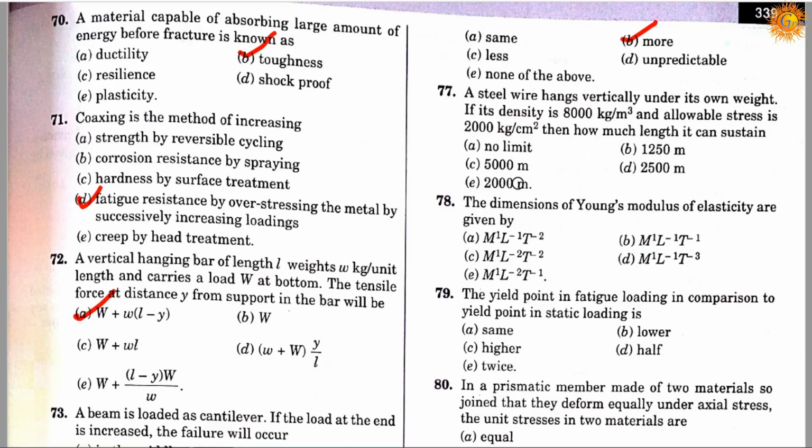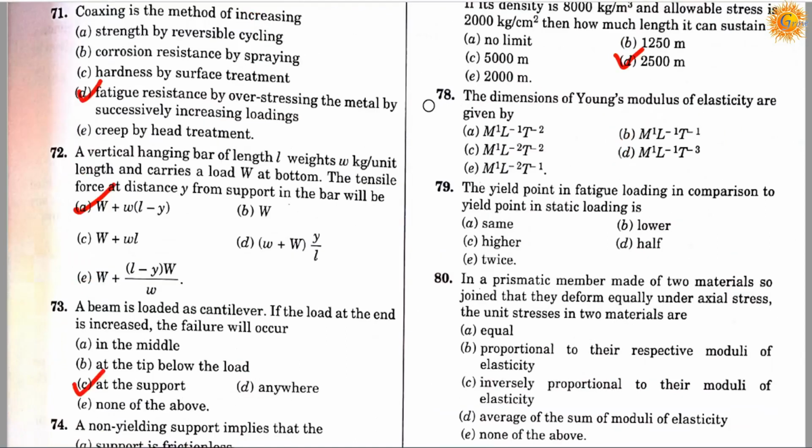So option C is 5000 meter, option D is 2500 meter, option E is 2000 meter. Correct answer is D. It will be 2500 meters. Question number 78. The dimension of Young's modulus of elasticity are given by option A M1 L-1 T-2, option B M1 L-1 T-1, option C is M1 L-2 T-2, option D M1 L-1 T-3, option E is M1 L-2 T-1. Correct answer is A. It will be M1 L-1 T-2.